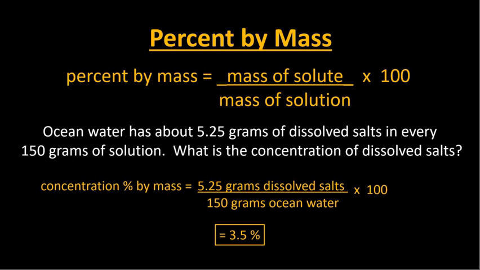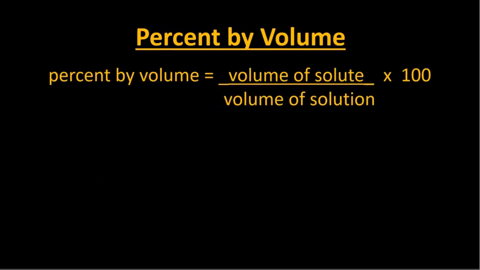Okay, second way to measure concentration is percent by volume. Remember, volume is how much space it takes up. Okay, it follows pretty much again the same pattern. You have the volume of the solute divided by the volume of the solution times 100. So again, it's solute over the total solution, not the solvent, but the total solution.